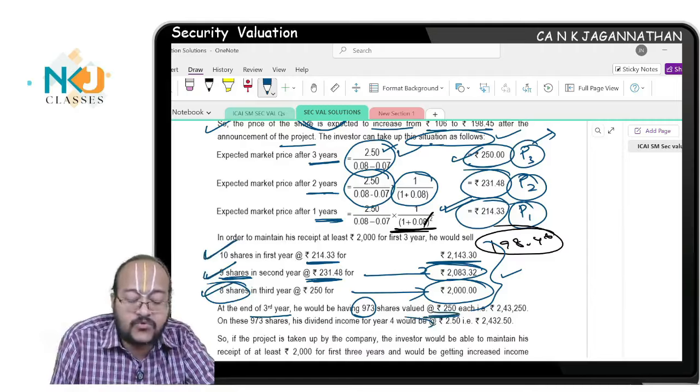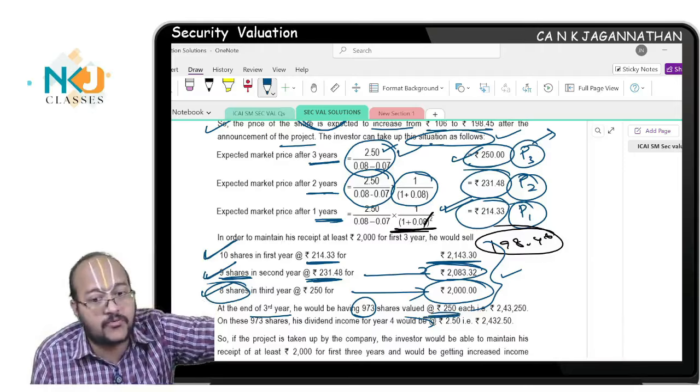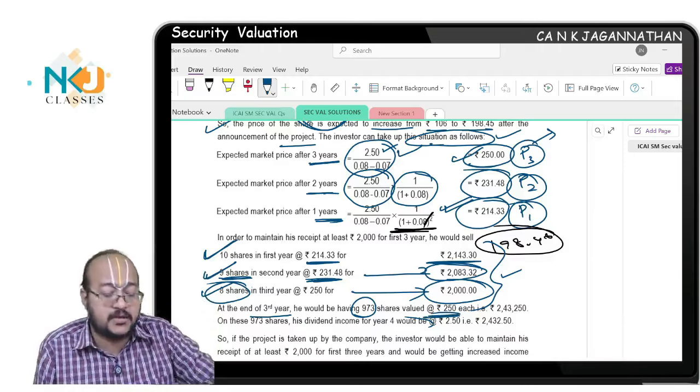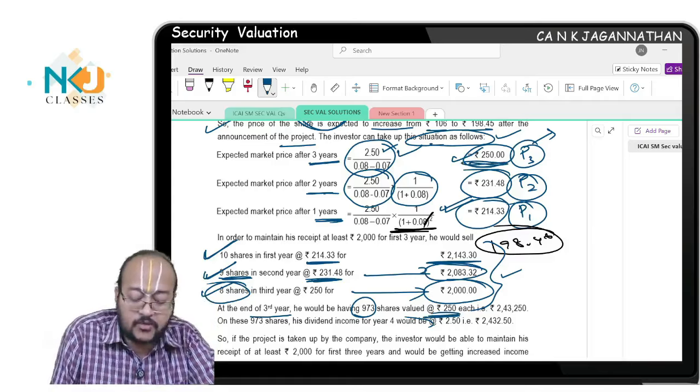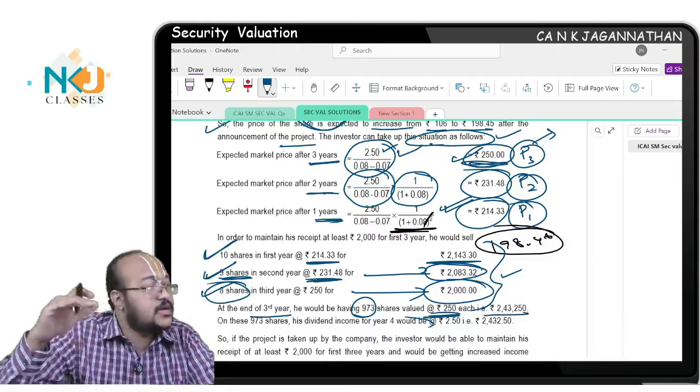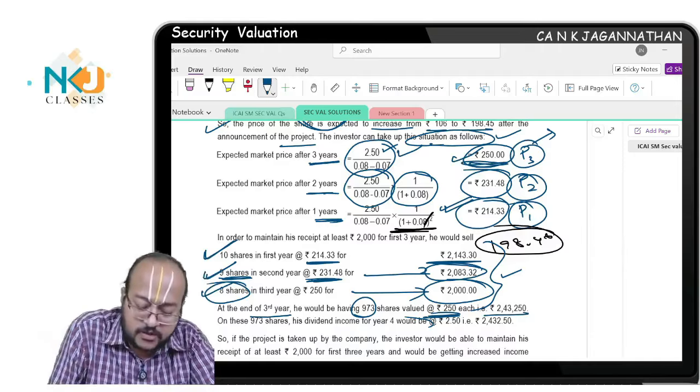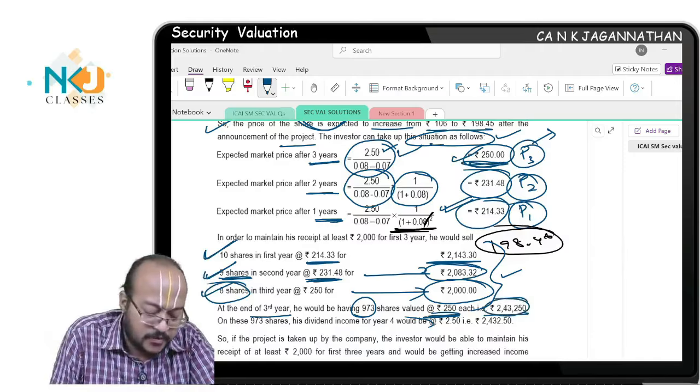Okay, it's valued at 250. It will be valued at the end of year 3. It will be valued at what price? 250 rupees. So 250 into 973, that is the value of his investment. What is that value of investment? 2,43,250.